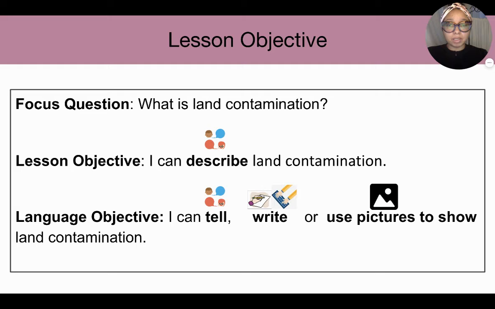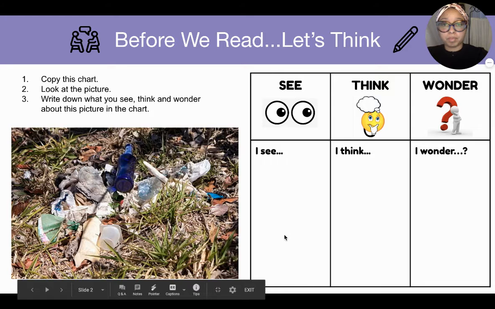I'm here to help guide you through the independent work part of your lesson for Day 20 of Unit 4, which is Protecting Earth's Resources. Let's look at the focus question. What is land contamination? Here is your lesson objective that your teacher has already gone over with you. I can describe land contamination. The language objective is I can tell, write, type, or use pictures to show land contamination.